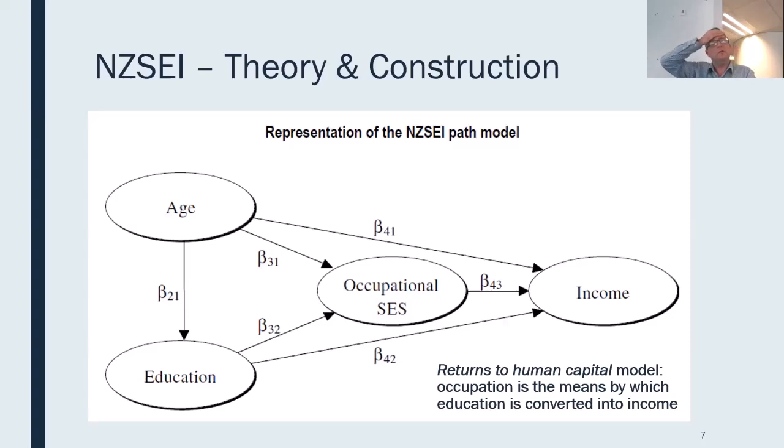Okay, in terms of how it works, I'll probably just say briefly that its forerunner was the Elley and Irving scale, which has been constructed since the 1966 census, in various censuses since, and the former director of Compass, Peter Davis, constructed the NZSEI using this path model, which is called the Returns to Human Capital model, using the 1991 census. We've done the 96, the 2006, and the 2013 census, and we're now working on the 2018. Basically, the Returns to Human Capital model suggests that occupation is the means by which education is converted into income.